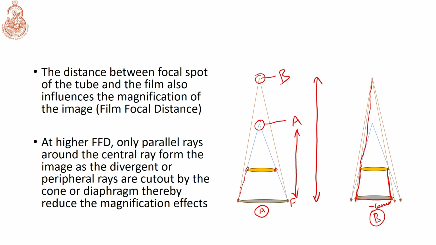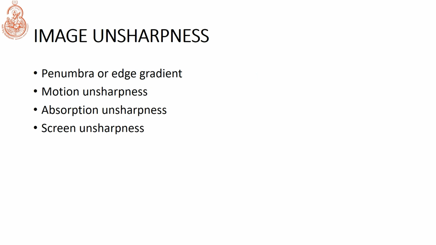Usually, the FFD, the film focal distance, that we keep in veterinary radiology is somewhere around 90 centimeters, which can provide us a good quality radiograph with very little magnification.